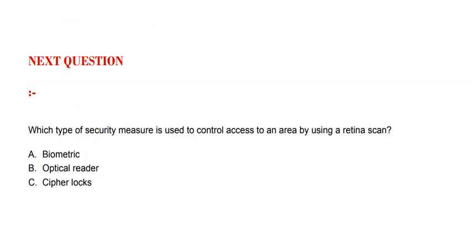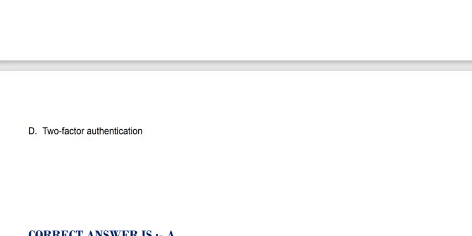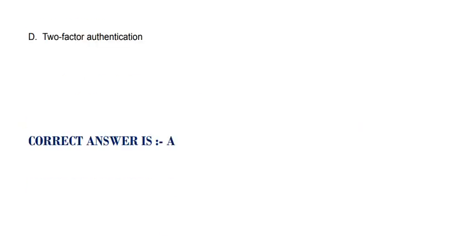Next question is, which type of security measure is used to control access to an area by using a retina scan? And the options are: option A, biometric. Option B, optical reader. Option C, cipher locks. And option D, two-factor authentication. The correct option is option A.